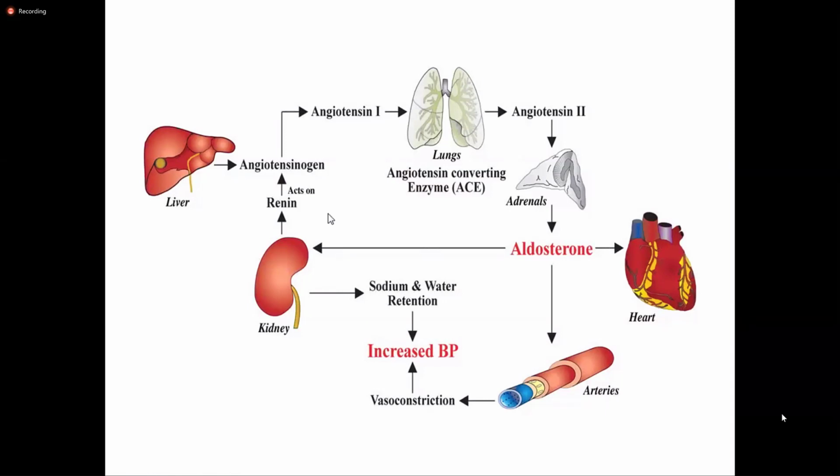So what do beta blockers do? Overall, what does renin do? It causes the release of aldosterone from the adrenal gland and will cause vasoconstriction in the blood vessels and increase in blood pressure. It will also cause sodium and water retention. Renin directly causes sodium and water retention, which all lead to an increase in blood pressure.